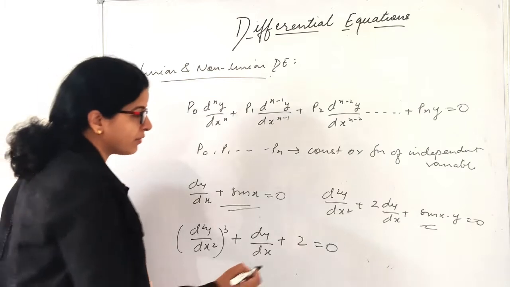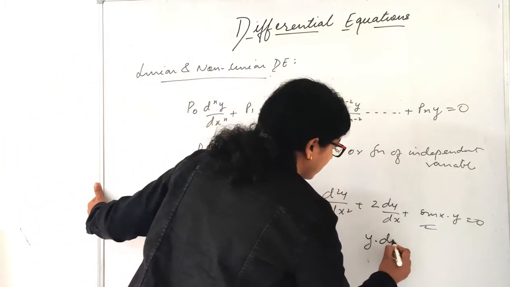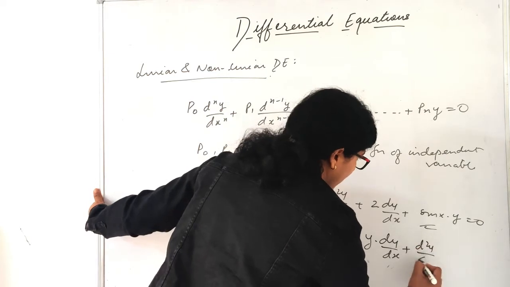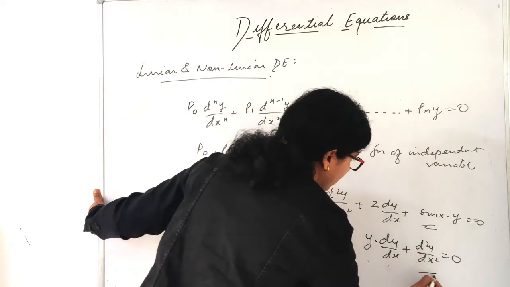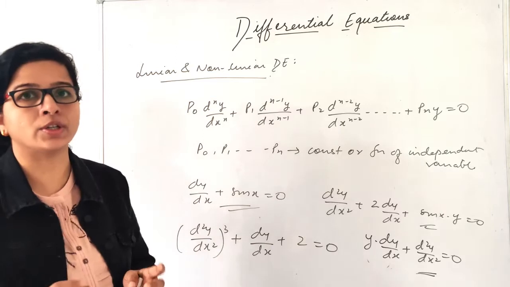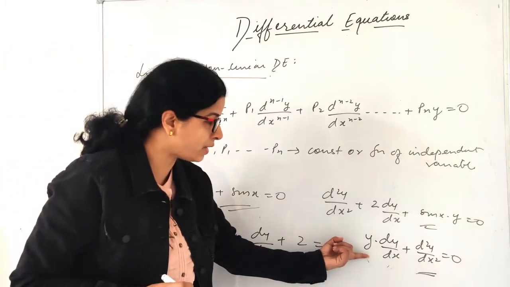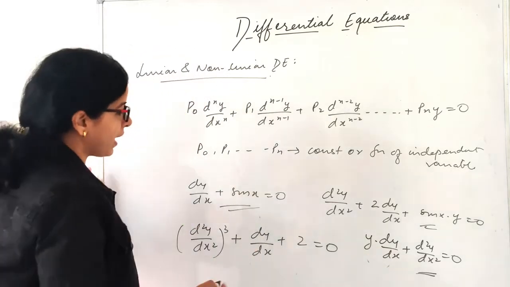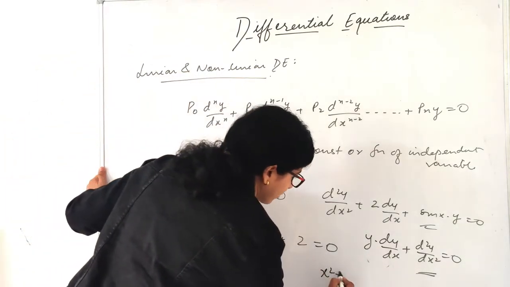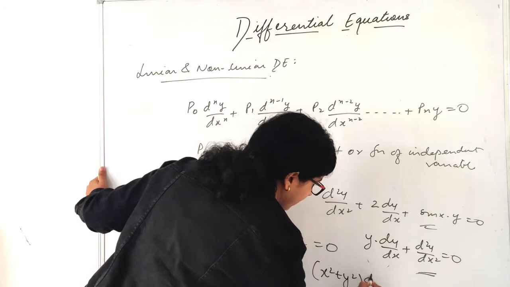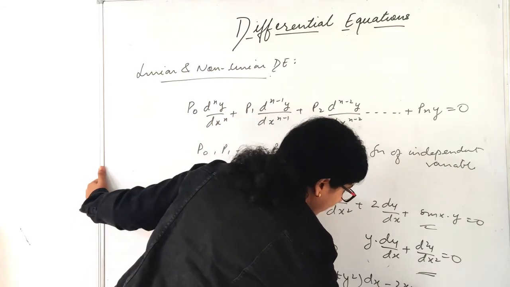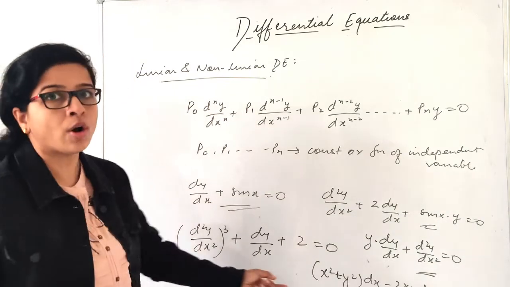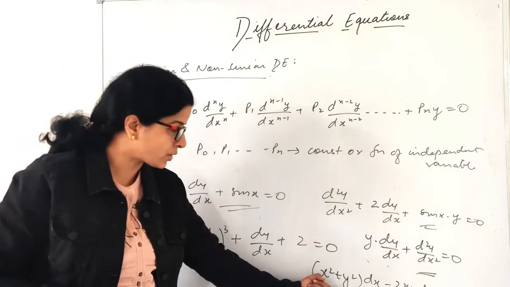Just say, for example, if I am talking about y into dy by dx plus d2y by dx2 equals to 0, such kind of equation is also a non-linear differential equation. We have a product of a dependent variable and its differential coefficient, right? Or if we have an equation like this, (x square plus y square) dx minus 2xy dy equals to 0, this is also a non-linear differential equation.